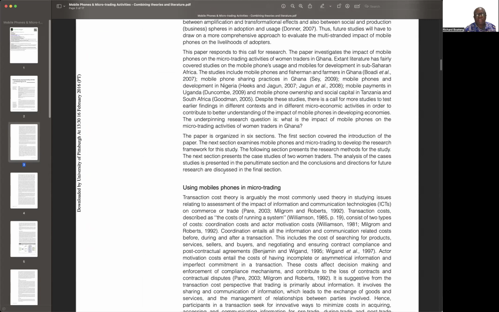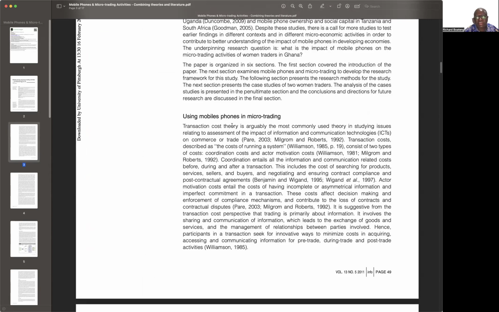So it starts by looking at transaction cost theory, which is arguably the most commonly used theory in studying issues related to assessment of the impact of ICT on commerce or trade. Transaction cost is described as the cost of running a system. There are also two types of cost, coordination cost and actor motivation cost. It goes on to explain these and link them to information systems.